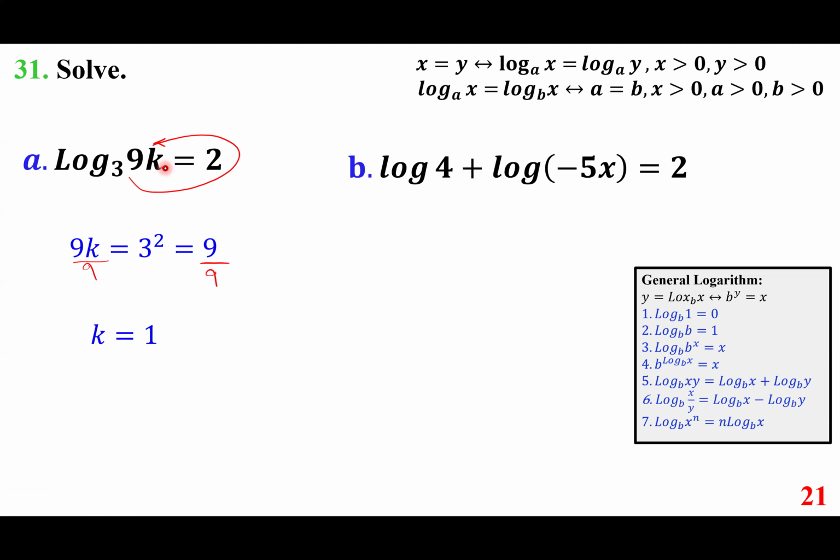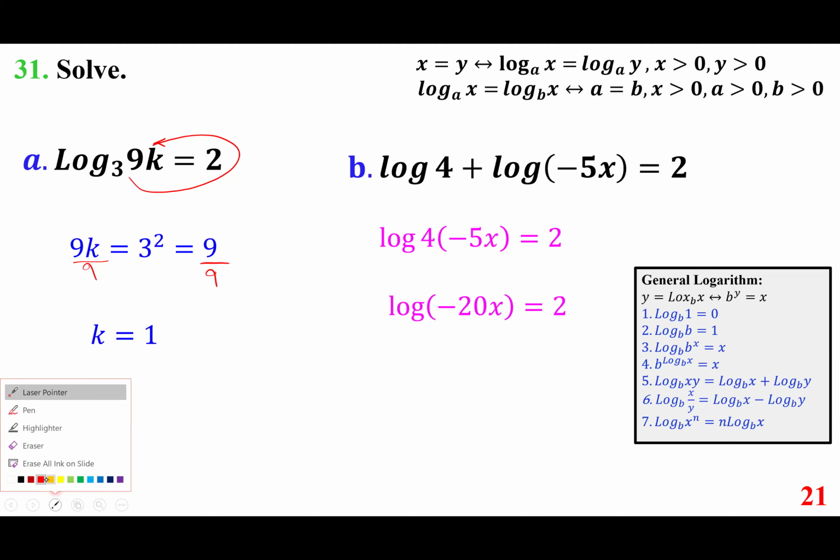Log 4 plus log of minus 5x equals 2. Notice both of them have the same base, and they must, and the base is 10, so you can combine it. Using the product rule, look at this one, number 5, we're going to go from right to left. So it's log of 4 times minus 5x, which makes it log of negative 20x. And now we're going with the definition with this arrow.